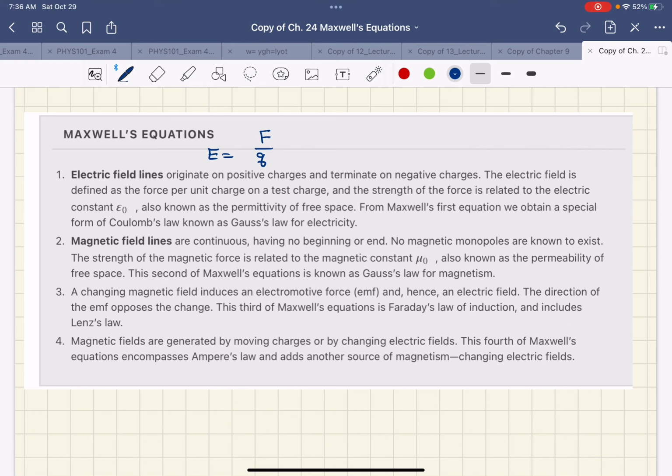Also, for the electric force, it was depending on a constant, which is k, which is 1 over 4 pi epsilon 0, times Q1 Q2 over R squared. And from Maxwell's first equation, we obtain a special form of Coulomb's law known as Gauss's law for electricity. We did talk also about Gauss's law and the idea of the flux.